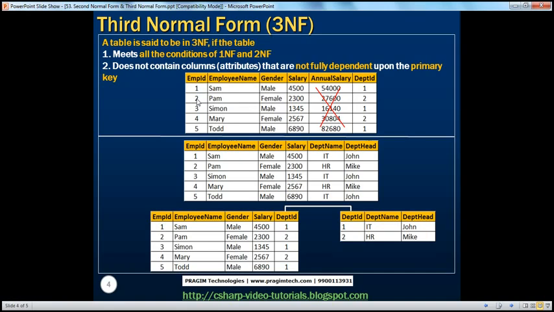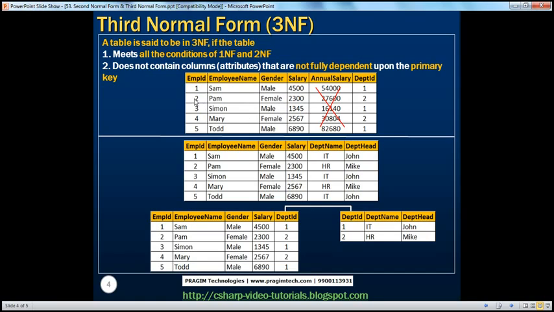If the primary key changes, let's say instead of 1, 2 here, so obviously the employee changes, Pam, and her gender changes, her salary changes. The annual salary also changes, but this is not fully dependent on the primary key. This annual salary is also dependent on the salary of the person. For example, if my salary is 5,000 per month, my annual salary is 12 times 5,000, which is 60,000. So this one is actually dependent on salary.